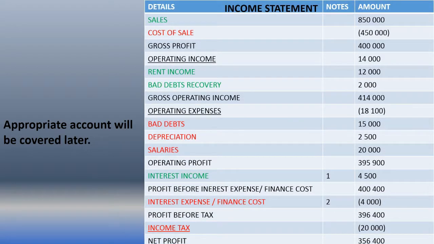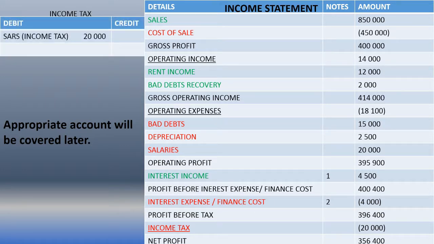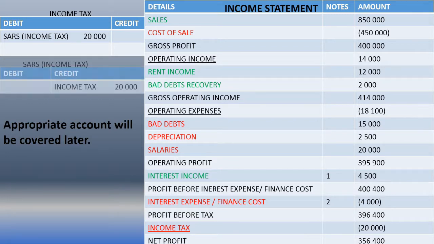Last but not least, the expense I will treat is income tax. Income tax is charged by SARS to the business. Since it's an expense like other expenses, it increases on the debit side, and the contra account is SARS income tax. You have to know that SARS income tax goes to the balance sheet under current liabilities. So you have to credit SARS income tax with income tax of 20,000. This is the double entry principle, also known as the accounting equation.